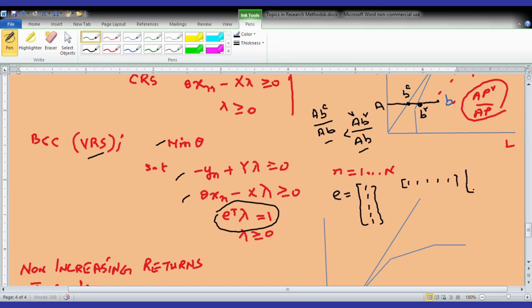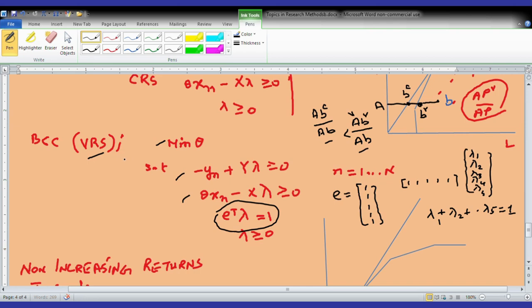So I have lambda 1, lambda 2, lambda 3, lambda 4, and lambda 5. When I multiply these two, I get lambda 1 plus lambda 2 plus up till lambda 5, and you see that the right hand side is equal to 1. So this is the additional constraint that the BCC variable returns to scale model has.